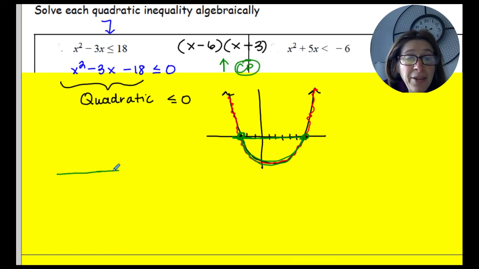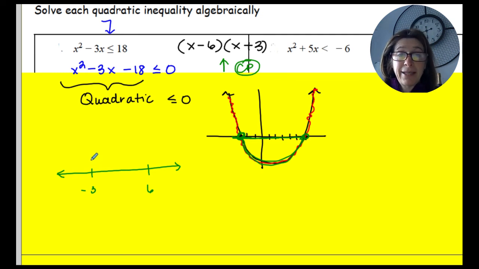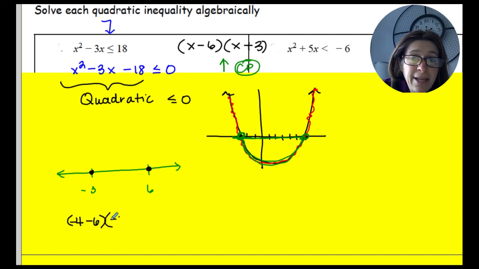Then I write those critical points, negative 3 and 6, on a number line. Again, this is algebraically. Then I test points to the left, middle, and right of the critical points. Now, it is going to be equal to 0 at those points, so we know it's going to exist there. If I pick the point negative 4, I have to plug it into the inequality. So I'm going to use it in factored form: negative 4 minus 6, negative 4 plus 3, is that less than 0?